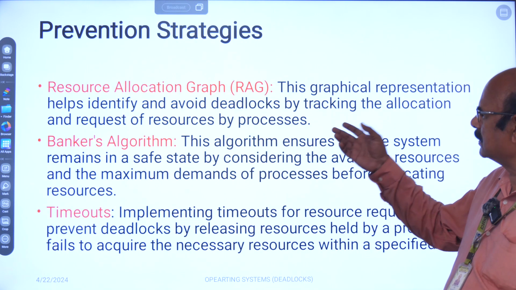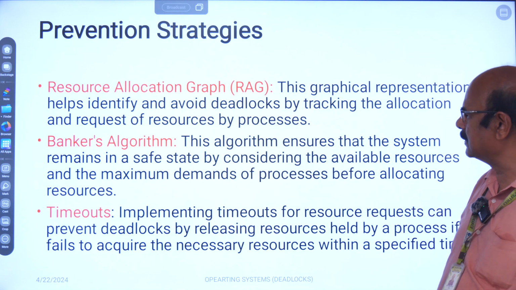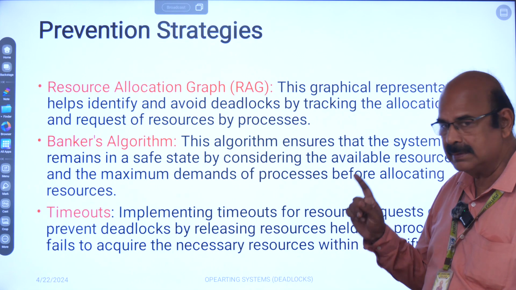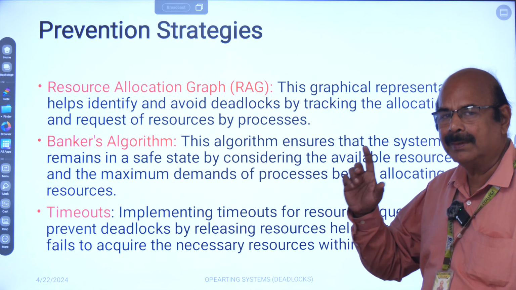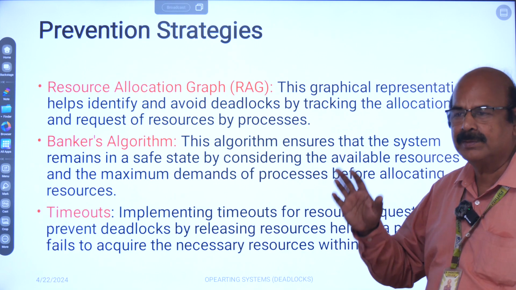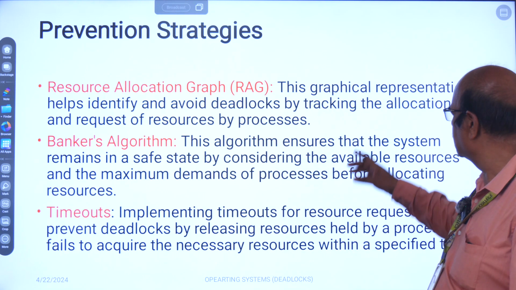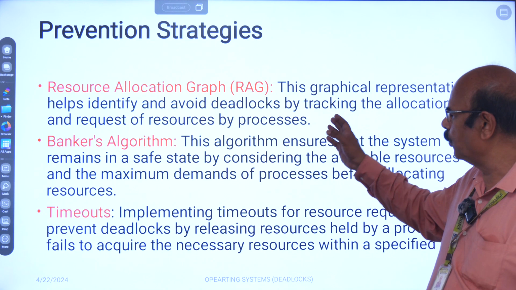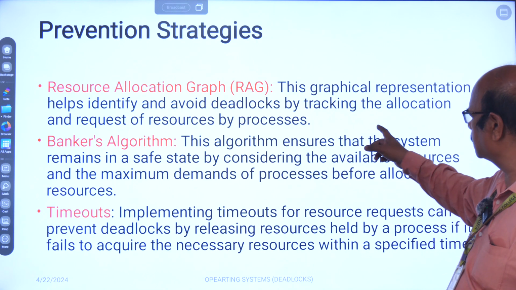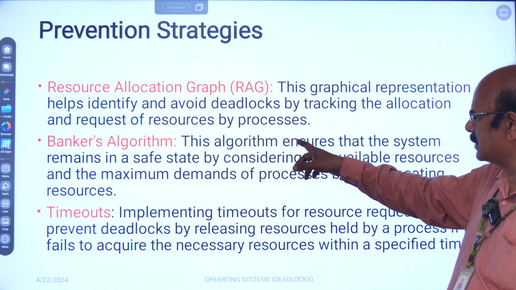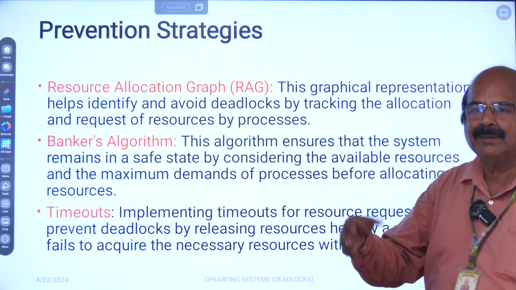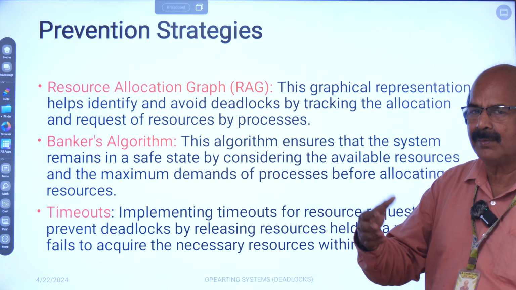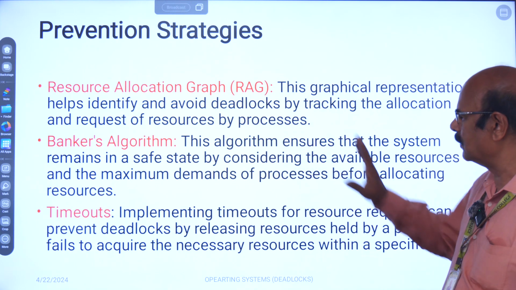So next is how we can prevent that. One important concept is the resource allocation strategy. What type of strategy can be used for allocating the resource? This is a graphical representation that helps to identify and avoid deadlocks by tracking the allocation and requests, whenever a process requests some resource.